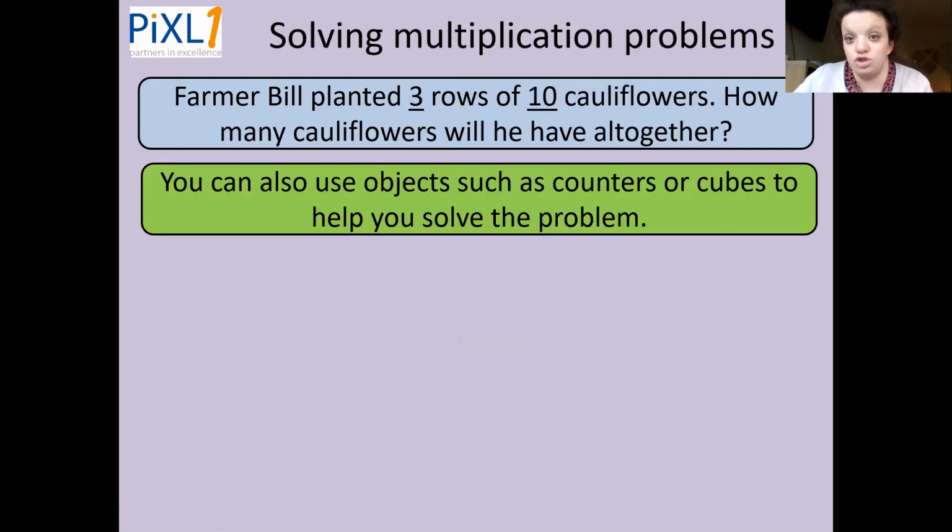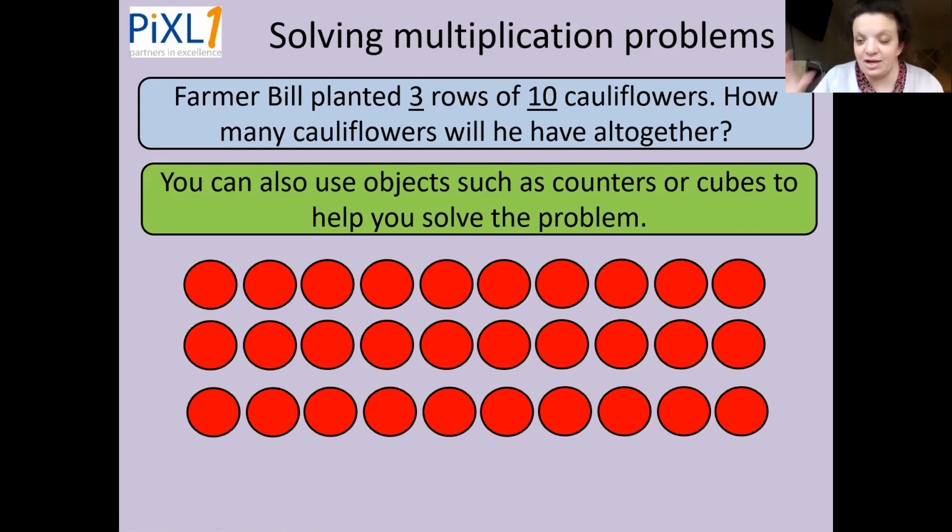Right, you could use objects, counters or cubes to help you solve the problem, or you could do drawing. Farmer Bill planted 3 rows of 10 cauliflowers. How many cauliflowers will he have altogether? Pause the screen and have a go.